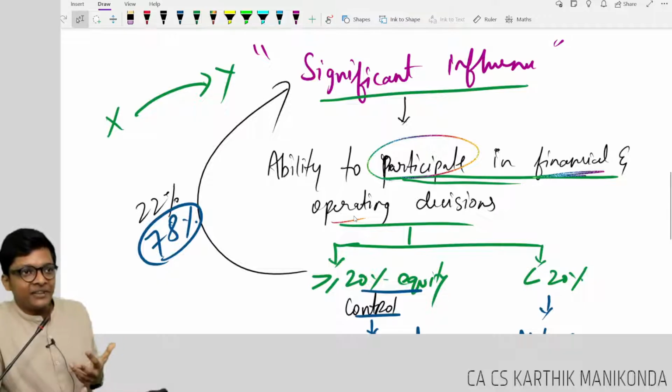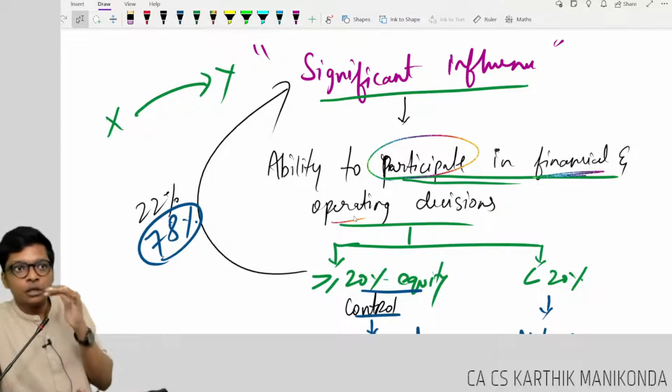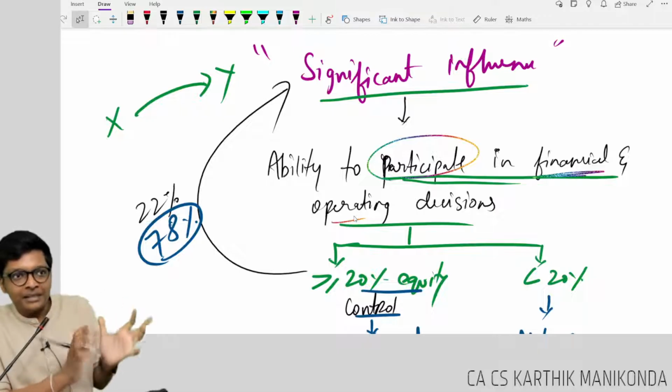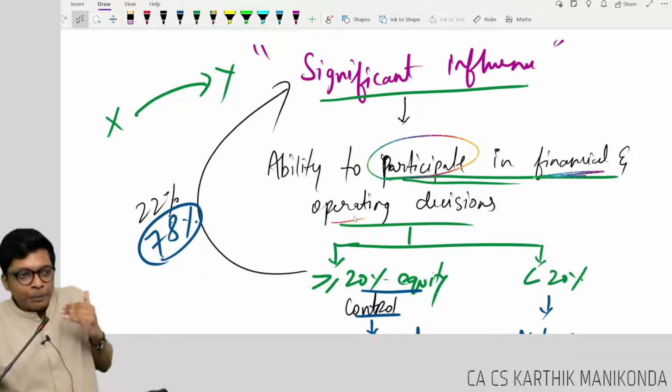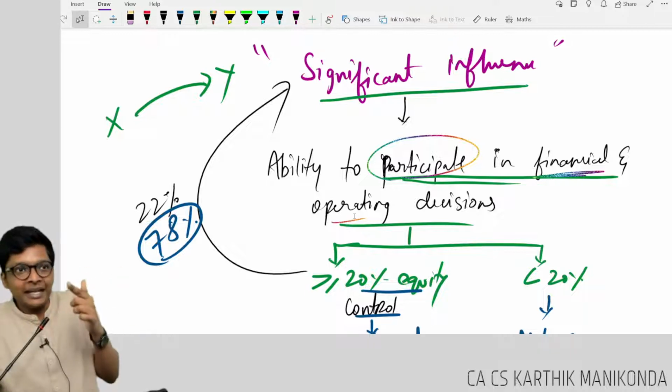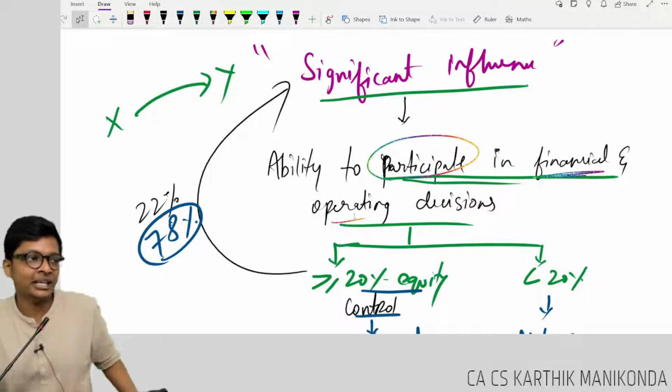Sir, what do you mean by financial decisions? Which player to buy? Dhoni will tell, don't go beyond this budget. Something he will tell, plan the budget of CSK like this, plan the operations like this. So he is able to participate in the operating and financial decisions, he is able to influence the decision, correct?